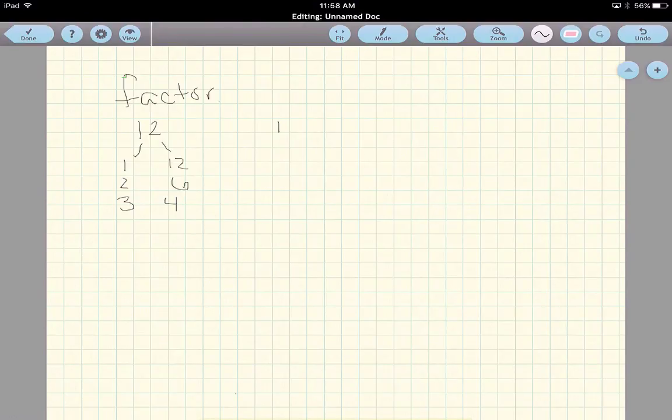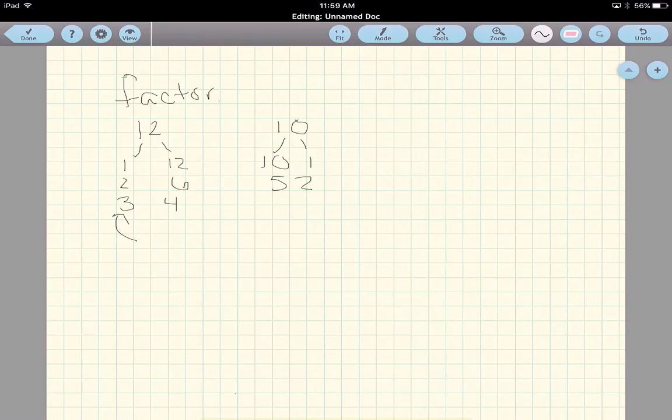If we just look at 10, we only have 10 and 1 and 5 and 2. The idea was there's more ways to break up 12 between different numbers of people than there are 10.